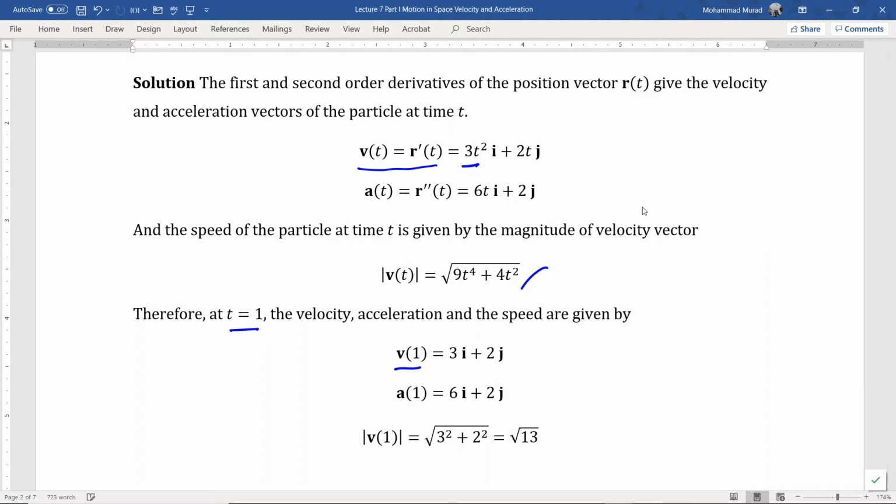V at 1 equals 3i plus 2j. It is obtained by simply substituting t equals 1 into the velocity vector function. Similarly, the acceleration at 1 is the vector 6i plus 2j. And the magnitude of the velocity at t equals 1 is the positive square root of the sum of the squares of its components, which simplifies to the positive square root of 13.